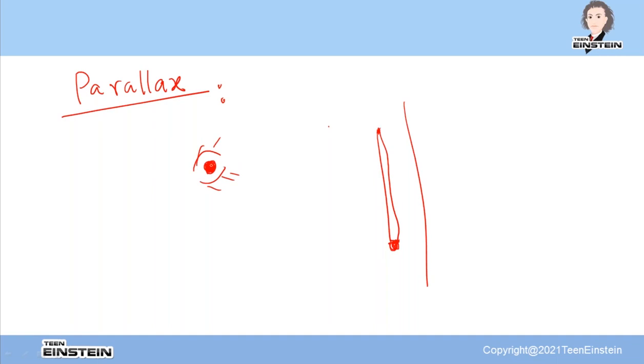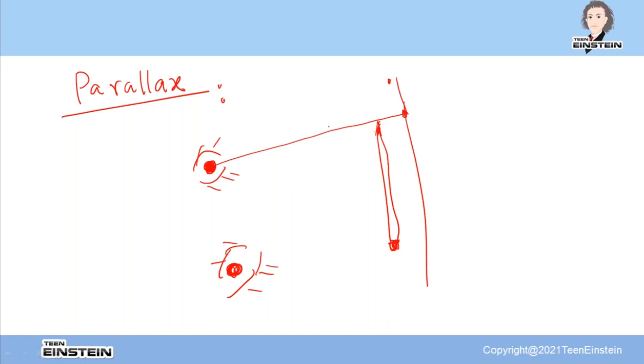Obviously the position will be somewhere here, suppose. I'll just increase this size. Okay, here. Now you do one thing. Now you close your right eye and open your left eye, the left eye, and then you look at this tip of the pen. So you'll see it somewhere here. There will be a difference between the positions. Suppose this is one position, this is another position.